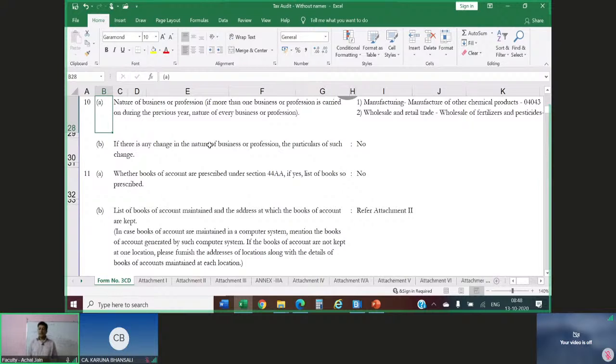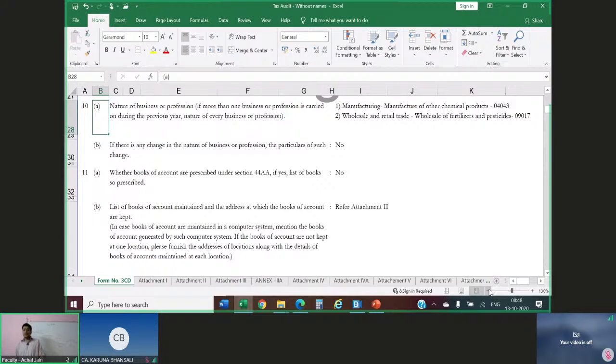Now in this case, if you can see on the right hand side, when this clause has been specified, it reads manufacturing of other chemical products, and then it gives a code 04043. Now this code will have to be selected by the assessee while filling the form 3CD. So that means the assessee will fall under any of the businesses or professions which would have already been selected by that form. There's already a drop down which will capture all of those particulars, and one of those particulars will have to be selected. Mainly that will be talking about the codes.